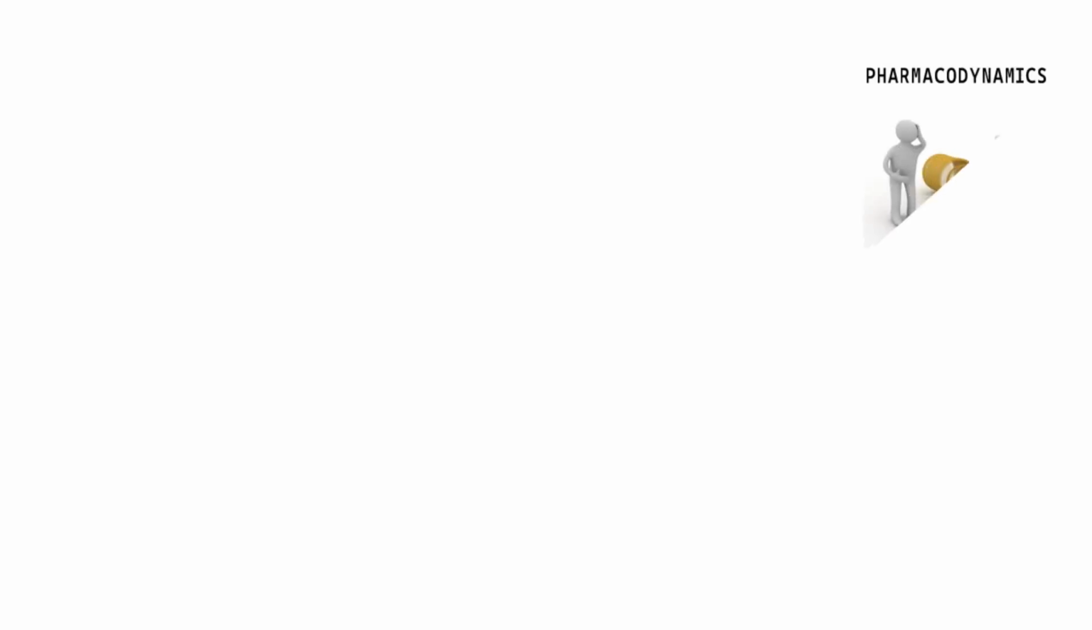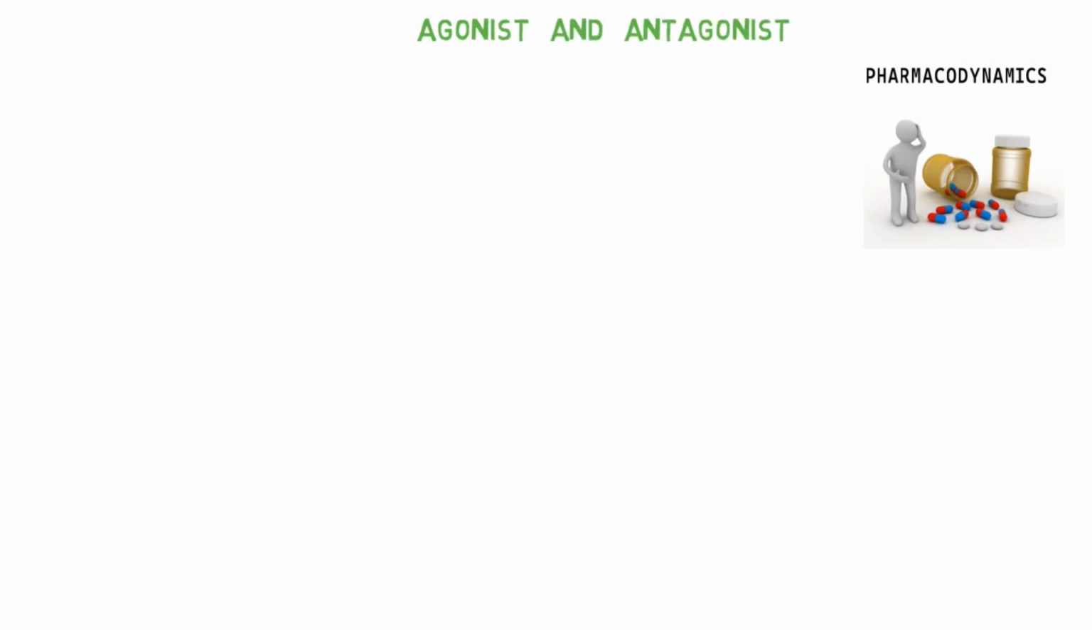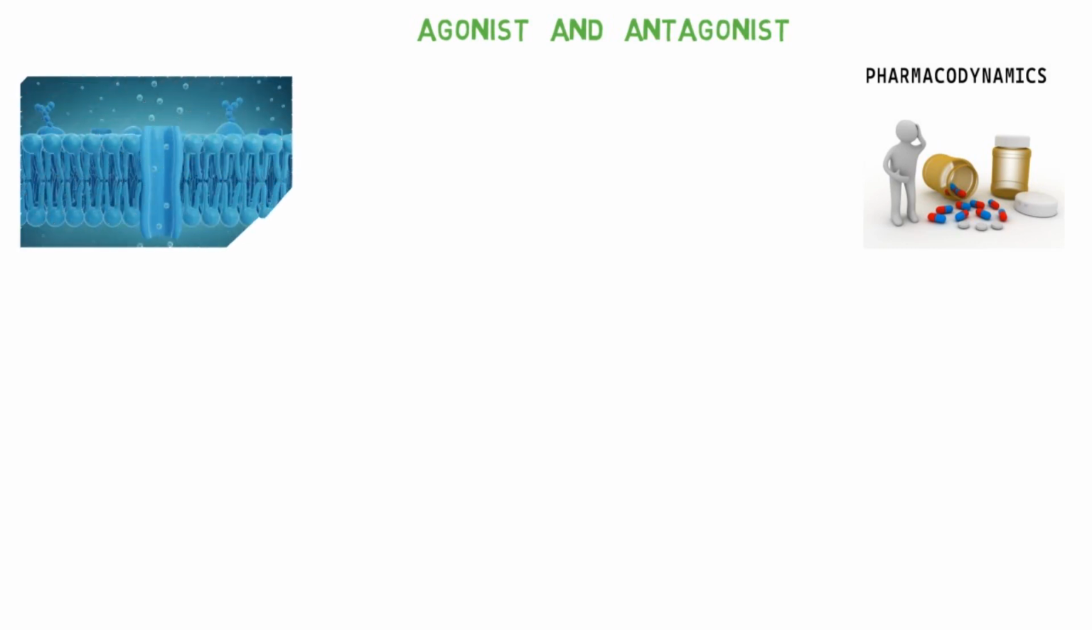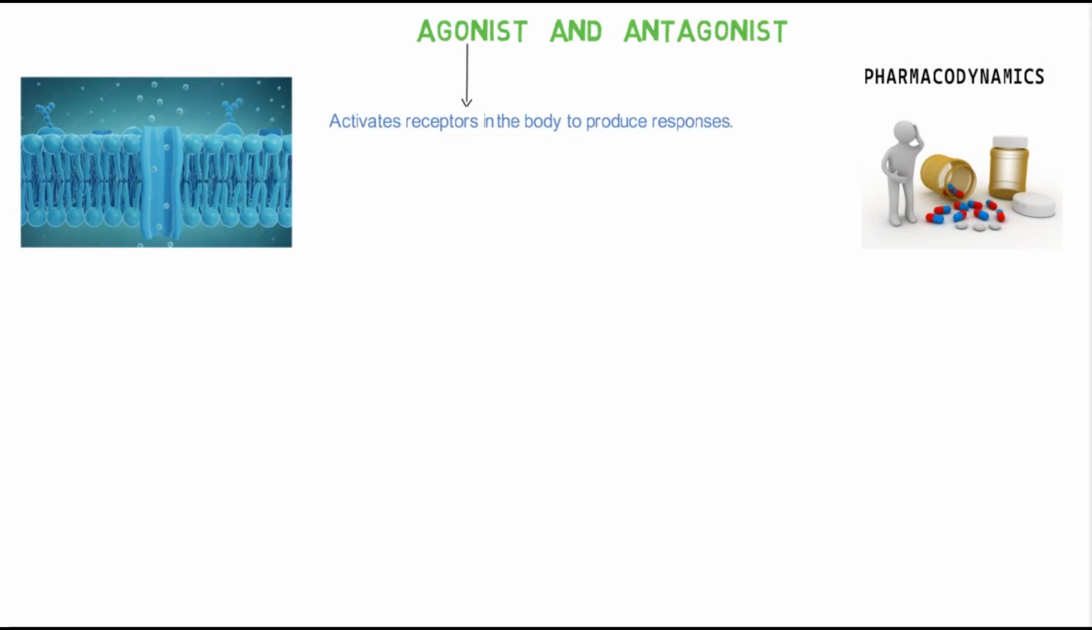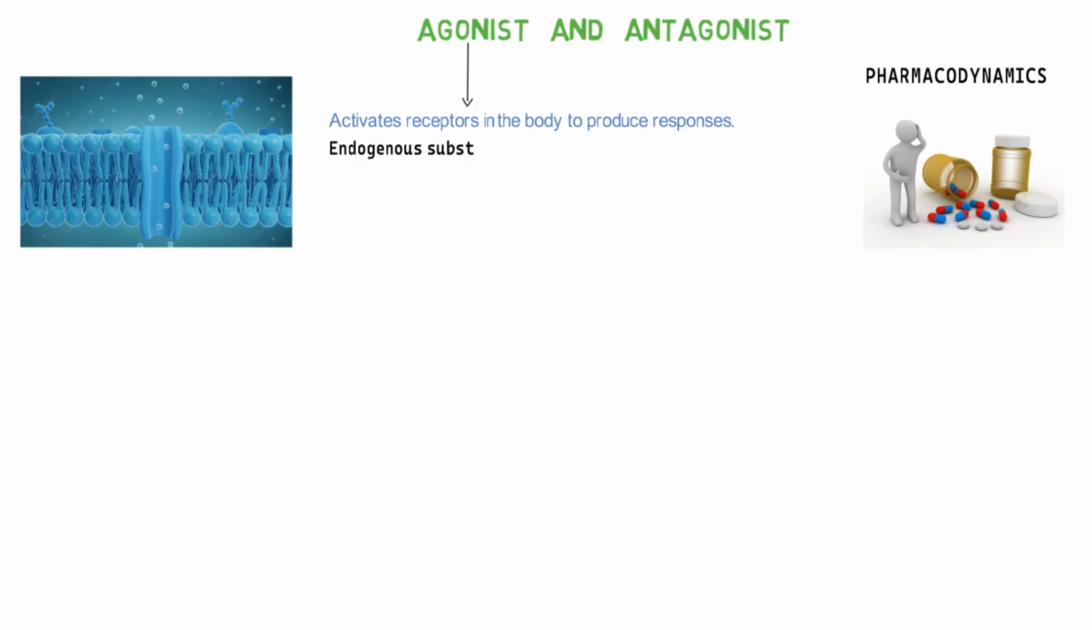So previously we discussed that pharmacodynamics deals with the action of drugs on the body. And these drugs often act as agonists or antagonists on receptors. What are receptors? Receptors are simply specialized proteins in the body that aid in the communication between cells and their environment. So in pharmacology, an agonist is a substance that activates these receptors in the body to produce a specific response. And it acts like an endogenous molecule and enhances the receptor's activity.